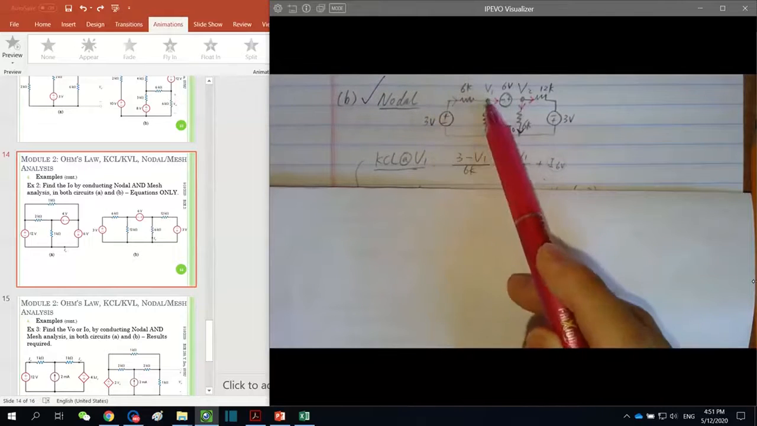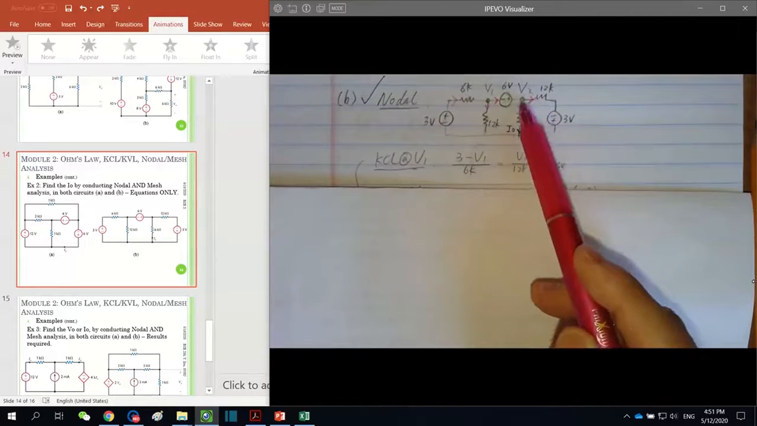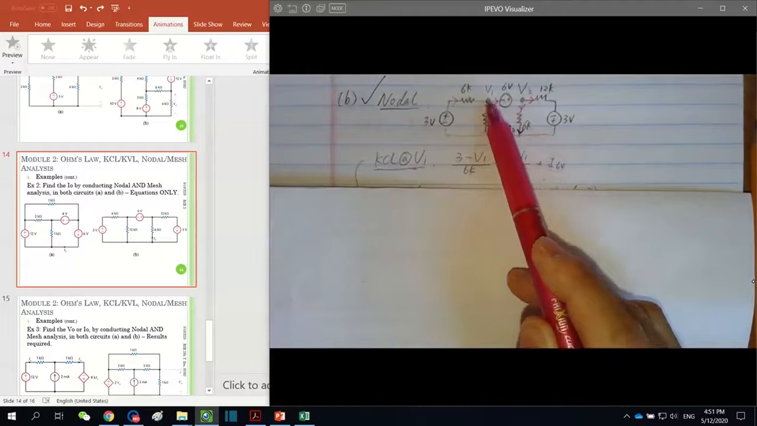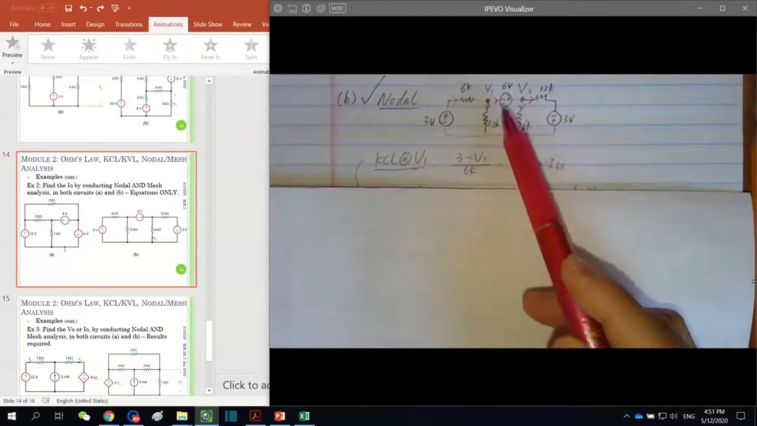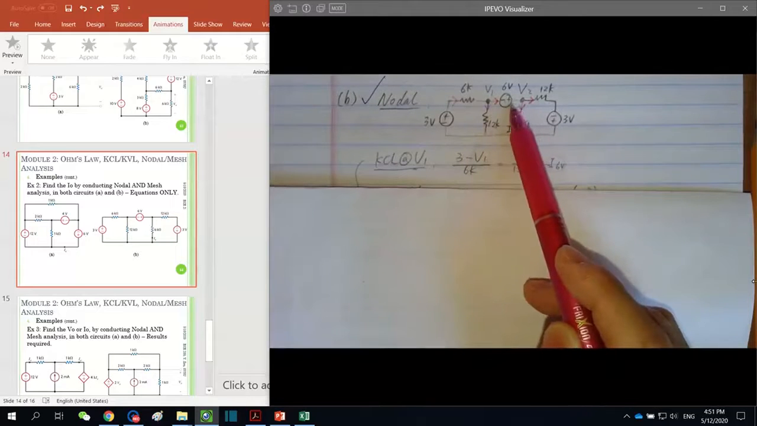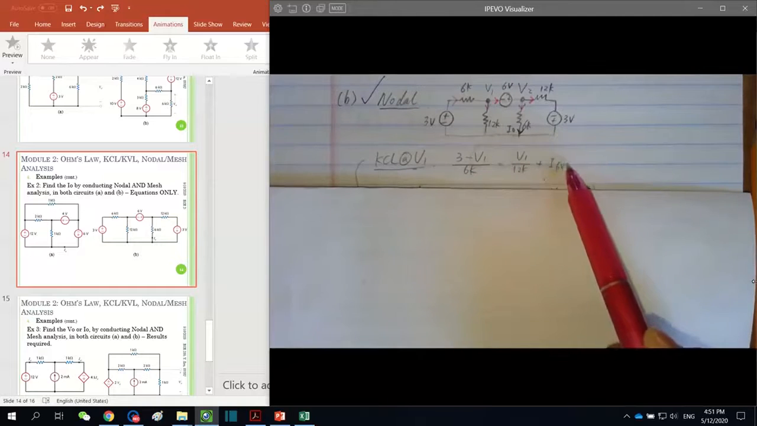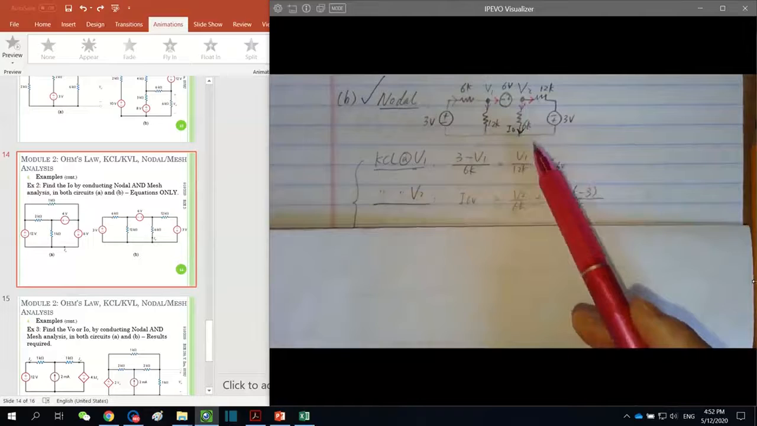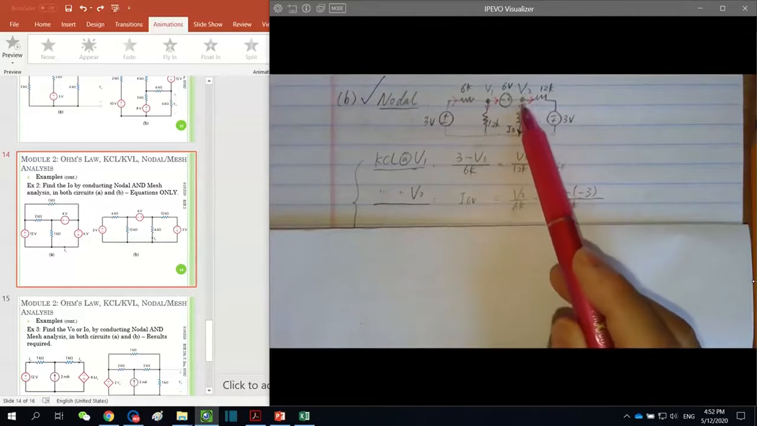3 minus V1 divided by 6 kilo ohm is equal to this current entering the node, equal to the sum of 2 currents leaving it. Downward current here, V1 minus 0 divided by 12K. Towards the right, the current is going through a voltage source. Again, we have no way to know the current from a single voltage source, so we have to assume it is equal to I sub 6 volts. At node 2, we have this I 6 volts again equal to 2 currents leaving it.